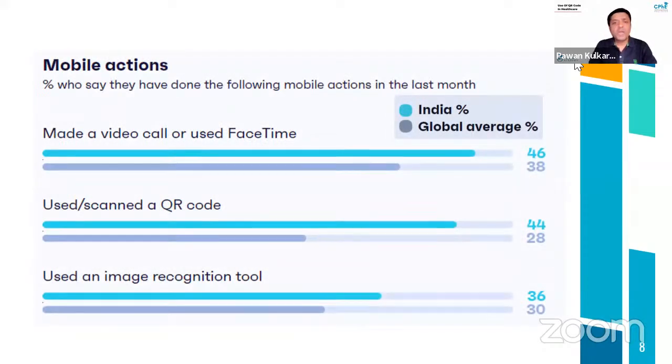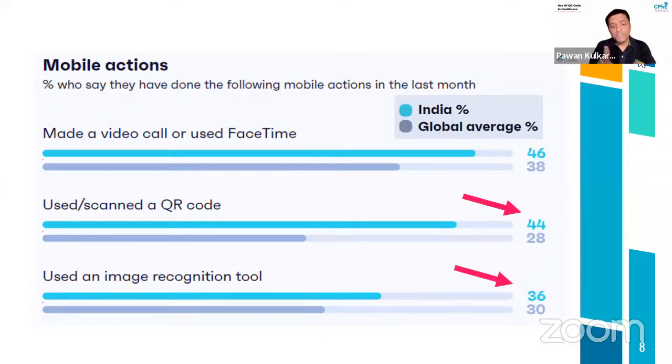Most important, which I found in this study, was what mobile actions they take as compared to the global and Indian average. Now, you see the percentage who say what mobile action they have done in the last month. Mobile video call or using FaceTime is another app. These two grabbed my eyeballs out of all: of the 28% world average, Indians are scanning 44%. So it's almost double.